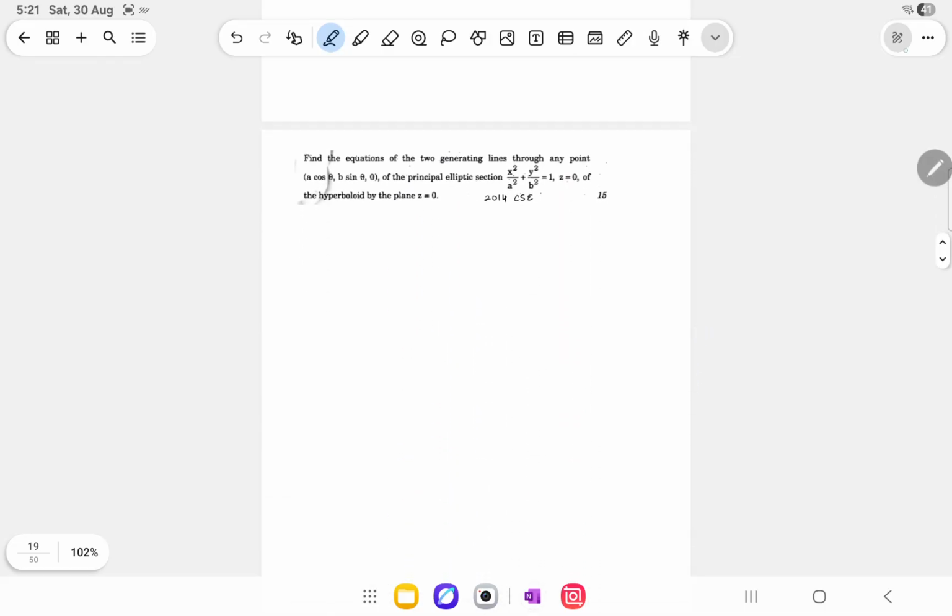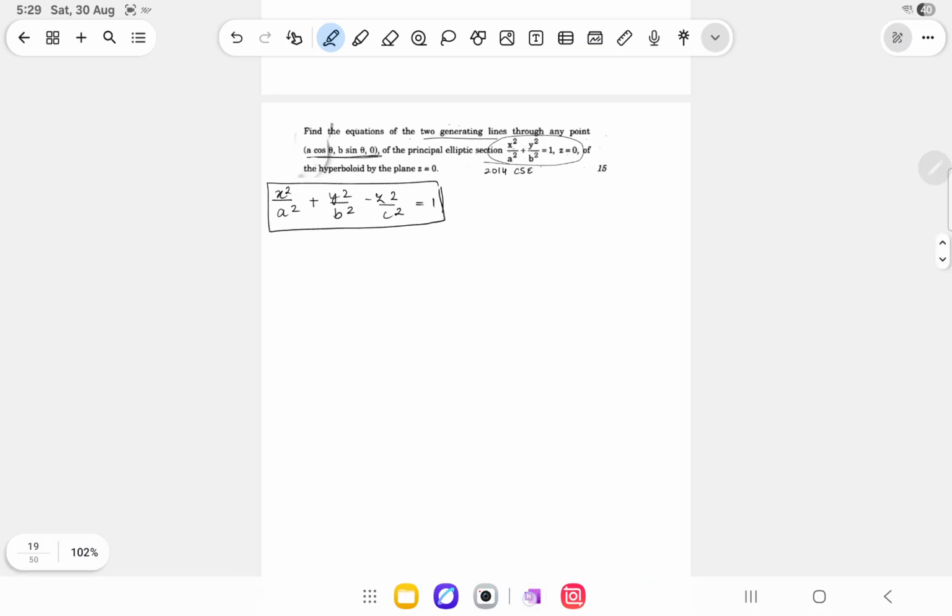In the next question, we are supposed to find the equation of two generating lines which are passing through this point on the elliptic section of a hyperboloid in the plane z equals 0. The hyperboloid in the plane z equals 0 would be x square by a square plus y square by b square minus z square by c square is equal to 1. This is the equation of the hyperboloid.